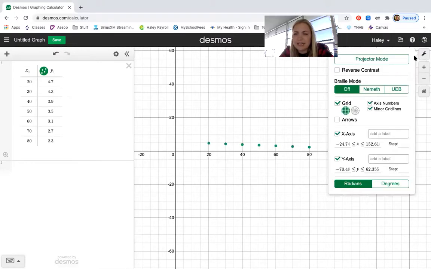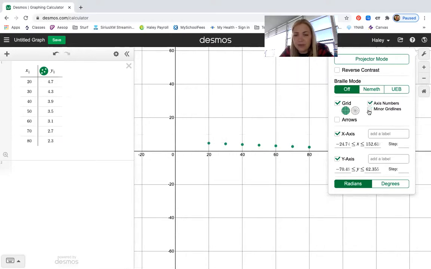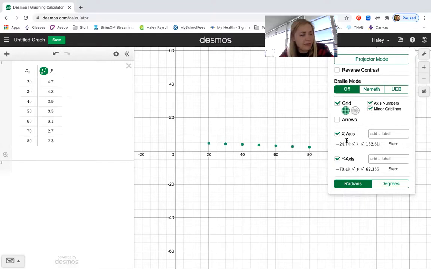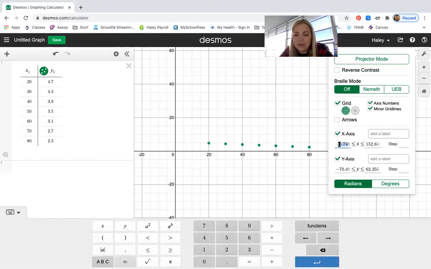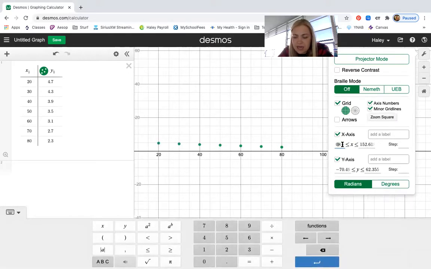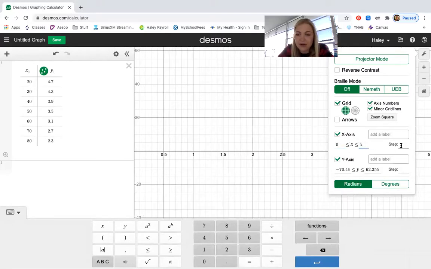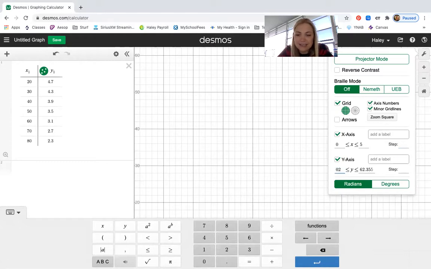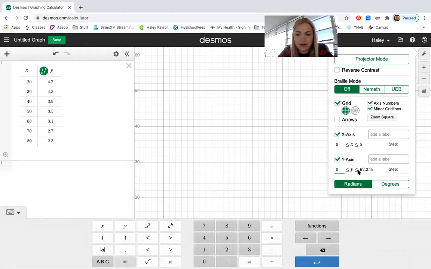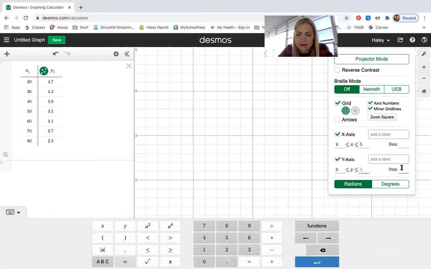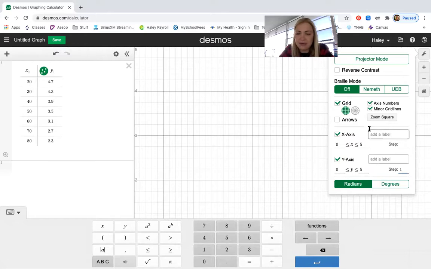So if we come over here to settings, we can make it so it does not show the minor grid lines if you'd like, or we can make it so it does. But I can tell my graph what to make the x-axis. So if I say that I want the lowest that x goes to be 0, and the highest that x goes to be 5, just like our graph, and I want it to step by, oh, hold on, that was not what I wanted. I wanted that to be on the y-axis. The y-axis, I want it to go from 0 to 5 because that's what we had on our graph. And if I have it step by 1, that means it's counting by ones.